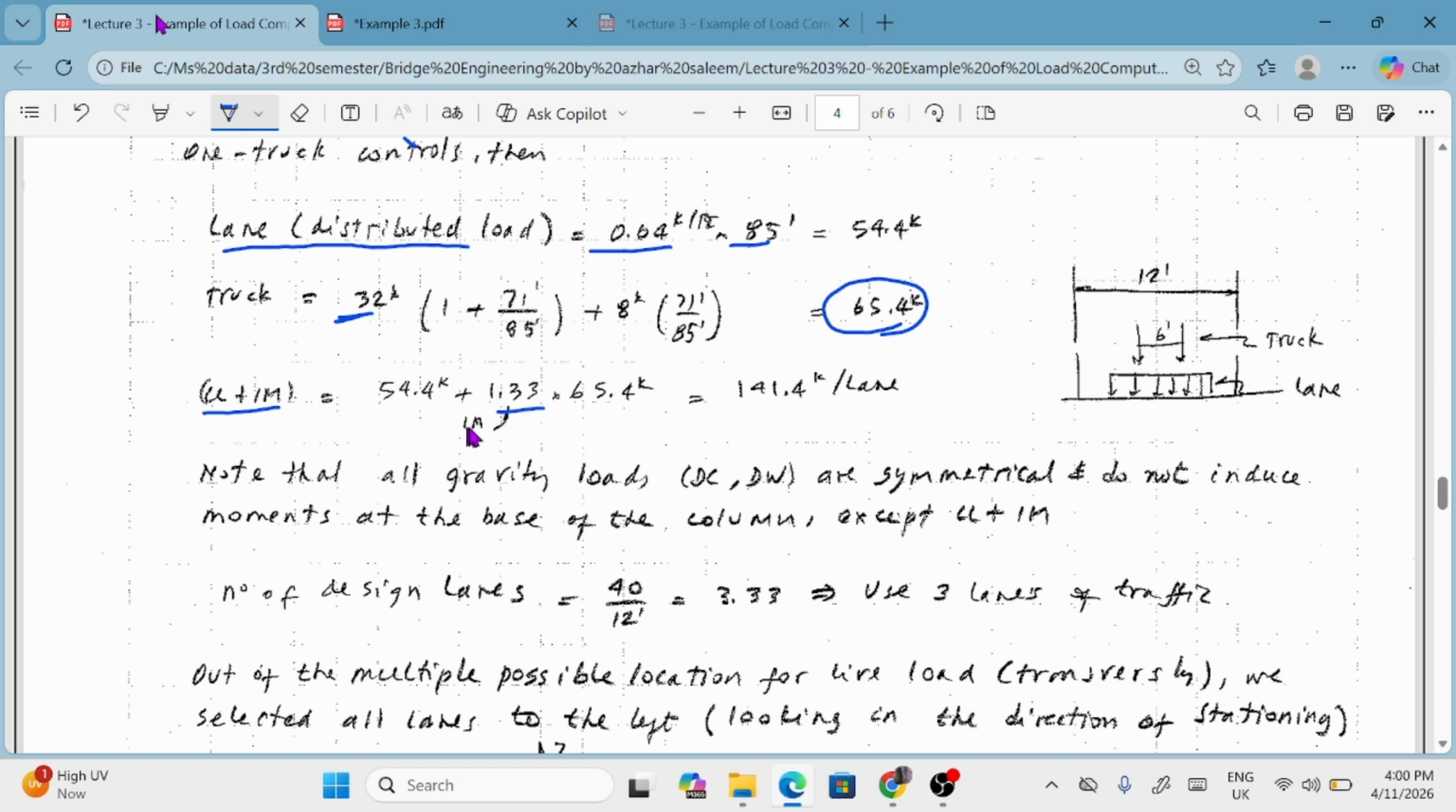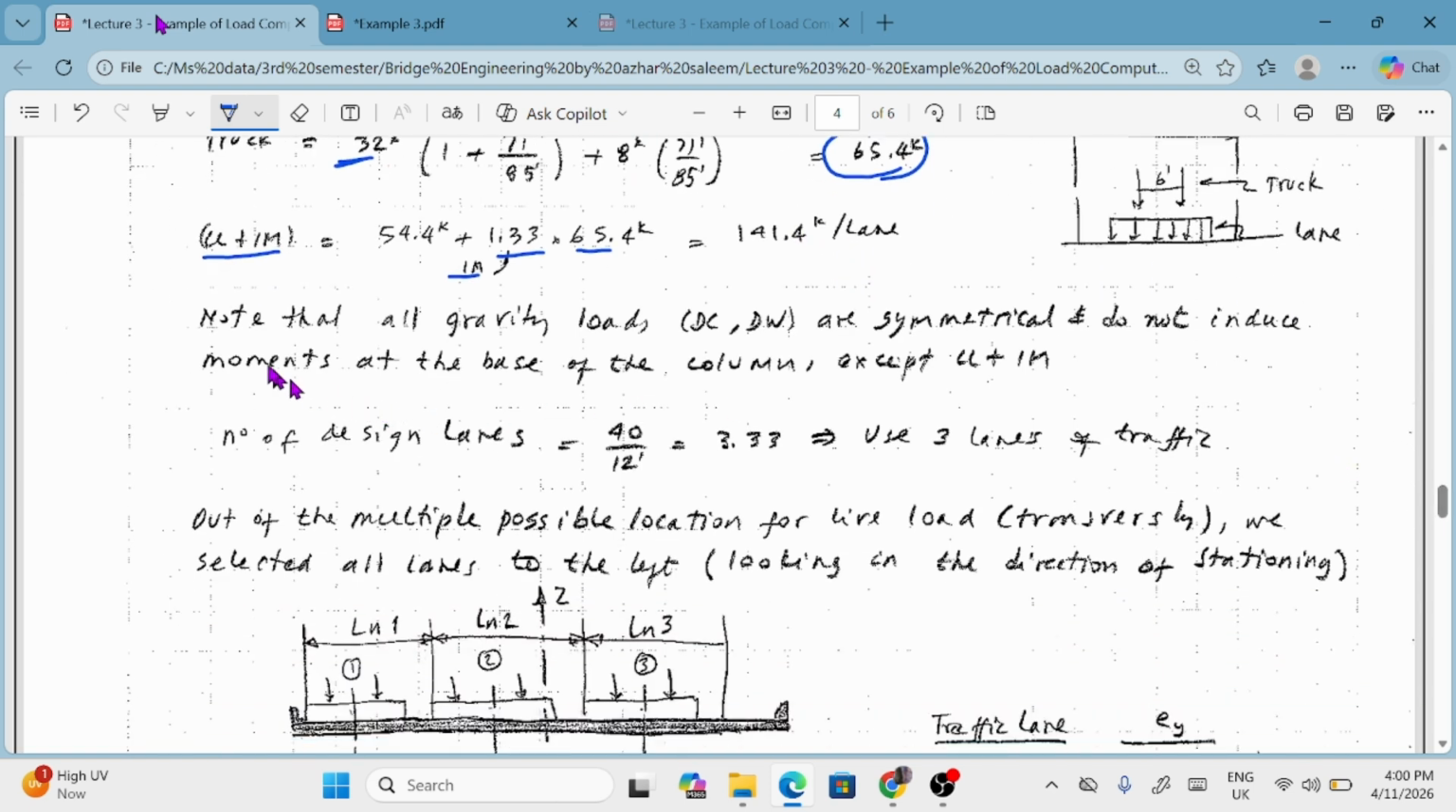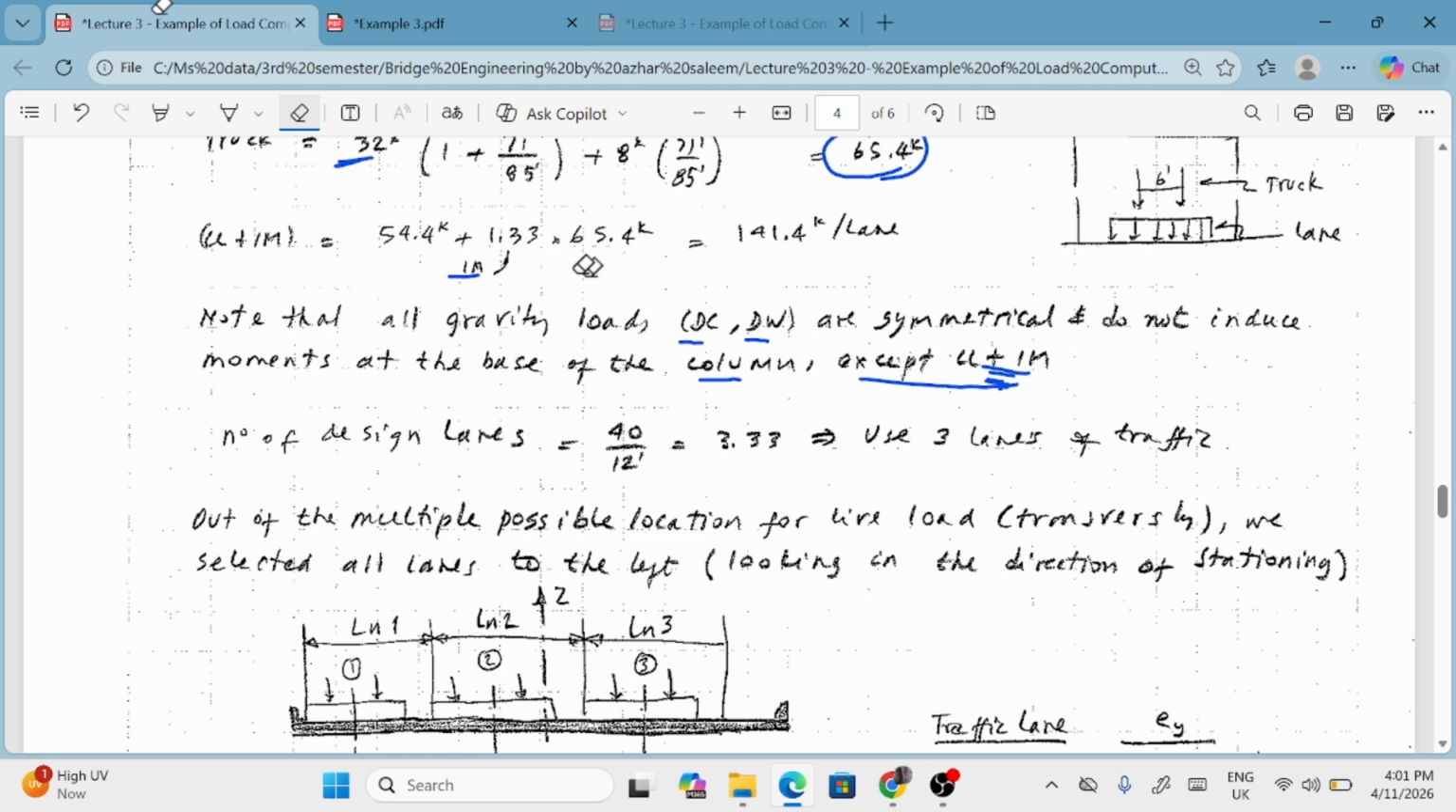1.33 is the importance multiply factor, and 65.4 kip becomes 141.4 kip per lane. Note that all gravity loads, dead load and dead load of components and fairing, are symmetrical and do not induce moment at the base of the column except live load plus impact load. So live load and impact load will produce eccentricity, and this eccentricity will produce moment, which is most important in the design of a bridge.